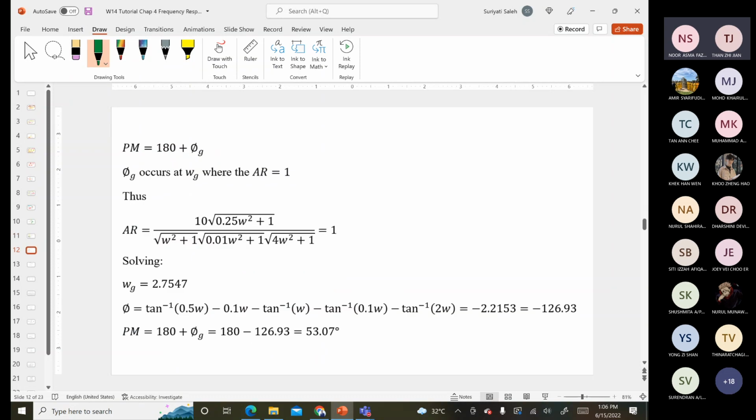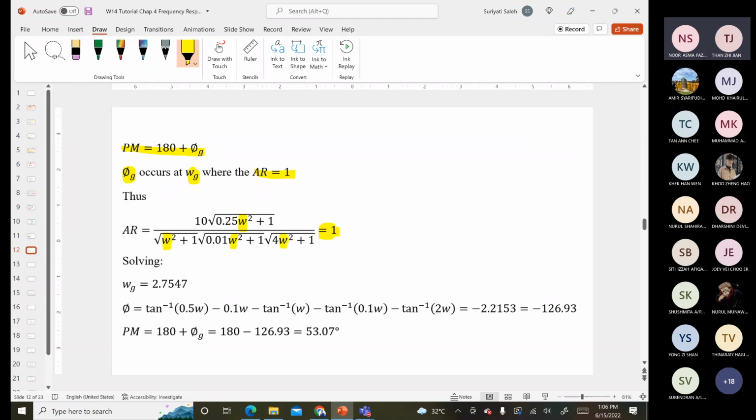The same goes when we want to calculate the phase margin. We know that the phase margin equals 180 plus the angle at G, the angle of G at the gain crossover frequency, which occurs at WG. WG occurs at the AR equal to 1. So we use the amplitude ratio expression, we put it equal to 1 to find what the W is here.